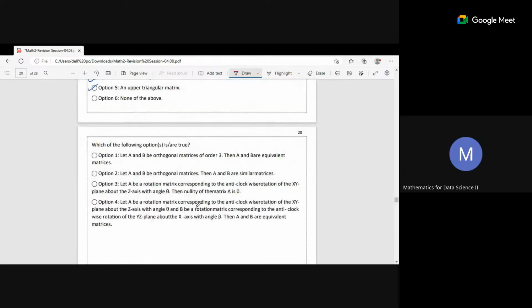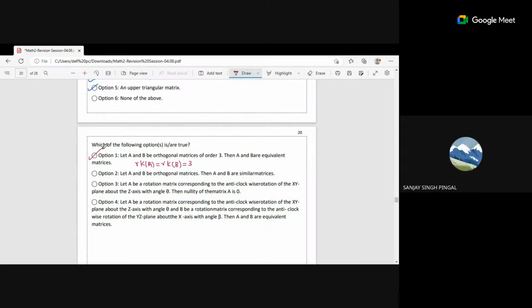So let A and B be orthogonal matrices of order 3. Then A and B are equivalent matrices. Is that true? Yes, ma'am. Rank. What is the property about orthogonal matrices? What is rank of A and rank of B for an orthogonal matrix? It is full rank, right? Because the columns and rows are linearly independent. Correct. So it is full rank. So the ranks are equal. So they are equivalent matrices, right?